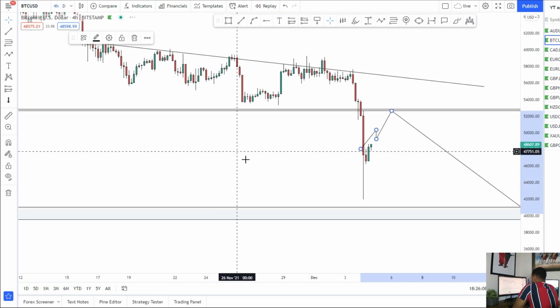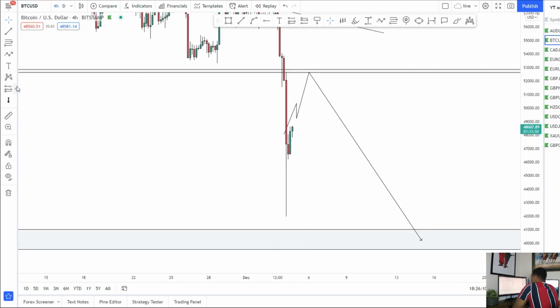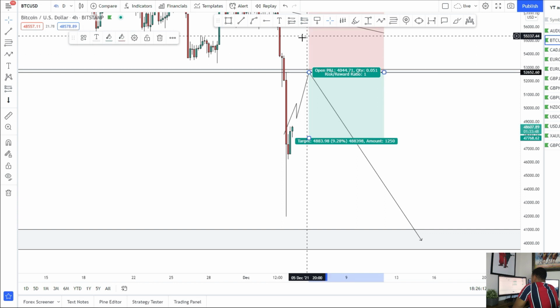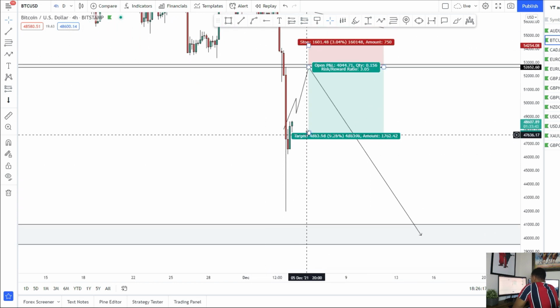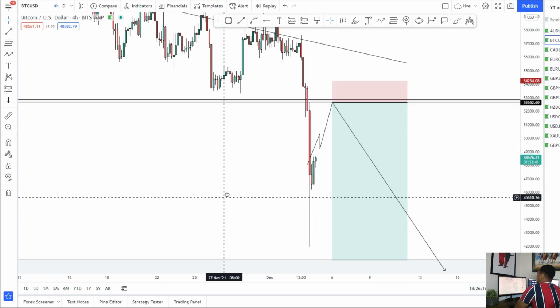So that's what I'm expecting for Bitcoin. As long as we stay below 53k, I'm expecting price to go and fill that wick there on the daily and push back down to 41k. So I'm expecting more downside for Bitcoin.